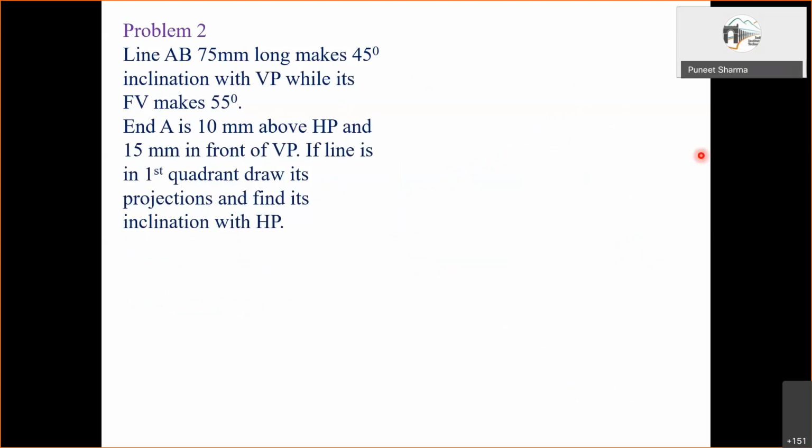So you have this again 75 mm long line, 45-degree inclined with VP, and front view makes 55 degrees. And A is 10 mm above HP and 15 mm in front of VP. Okay, line again is in first quadrant. And then we have to draw it first of all. So again, A can be located. That is the first thing to do. Right, so this much can of course be done.